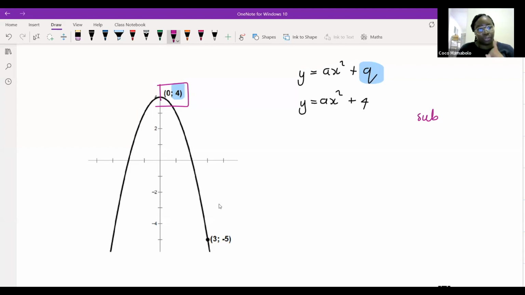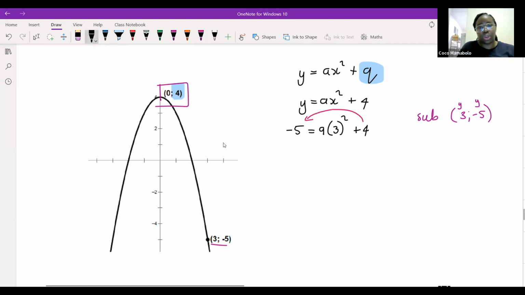They've given us another point for a reason. So we're going to sub in the point 3 and negative 5. My y value is going to be the negative 5, and my x value will be 3. So I'm going to say negative 5 is equal to a multiplied by 3 squared plus 4. Right, so my 4 will go over to the other side and become negative. So now I've got negative 5 minus 4 is equal to a multiplied by 3 squared, which is 9.